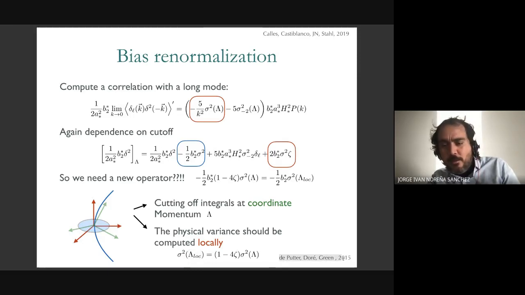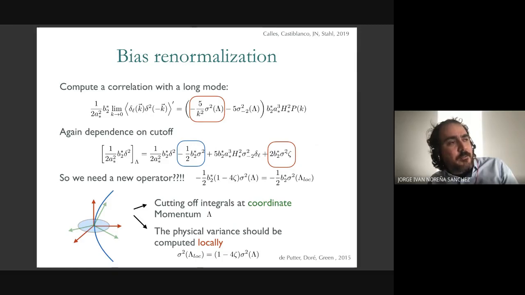And as was pointed out in this paper here, when you do this, you get that the physical variance is given by this expression. So it's exactly this combination that I have here. So the only operator I need to renormalize is B2 star times the physical variance. So I don't need new operators in my bias expansion. And we see this. This was not seen before in this language of bias renormalization.